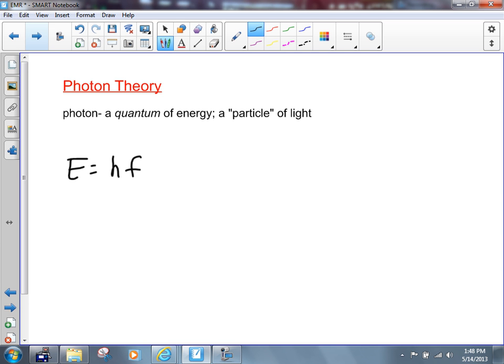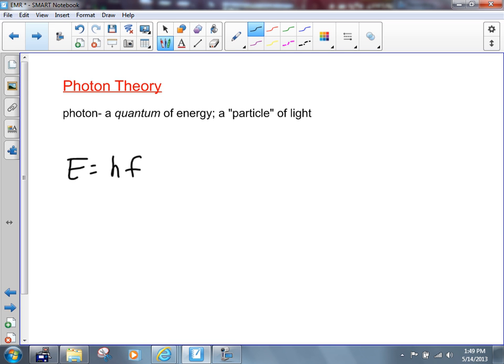Don't worry about what h is right now, but f is the frequency of the EMR. So effectively what Einstein was saying, which is a bit counterintuitive, is that the energy of the EMR is not necessarily related to the amount that you have, but to the type of EMR that you have, the frequency that you have.